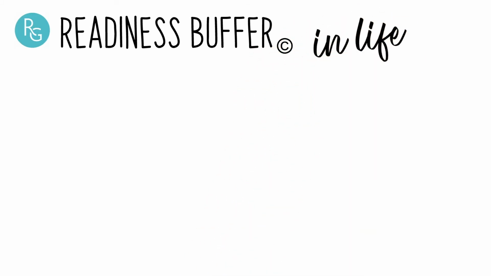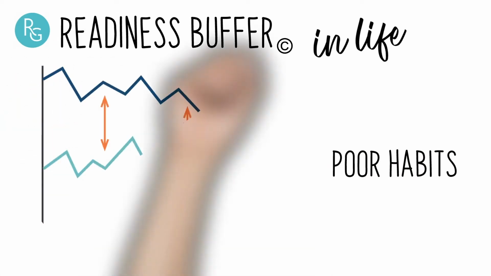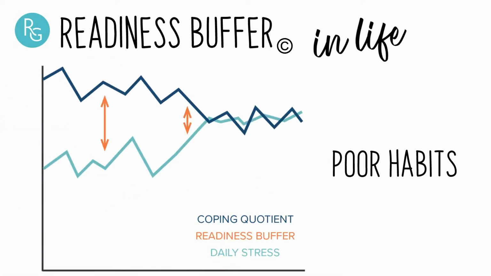This first example is what the graph for a person with poor habits could look like. Their average daily stress is very elevated, and it doesn't take a very big event for the two lines to collide and crisis to occur.